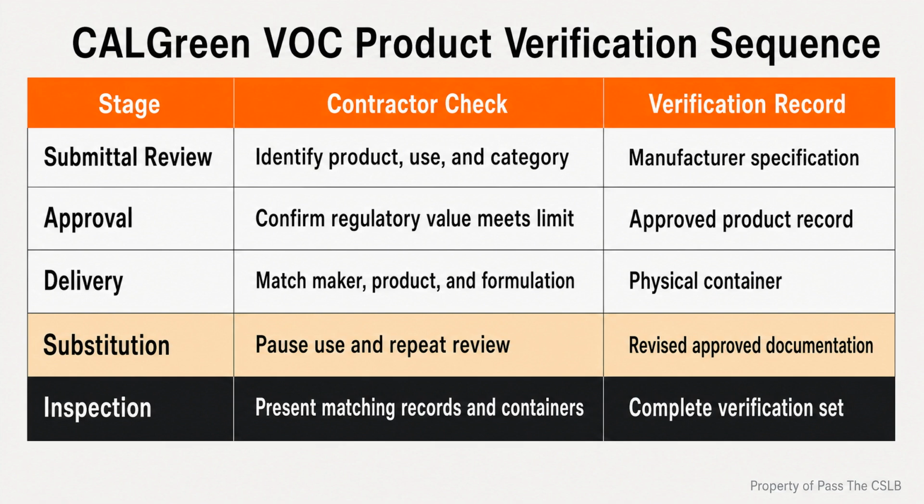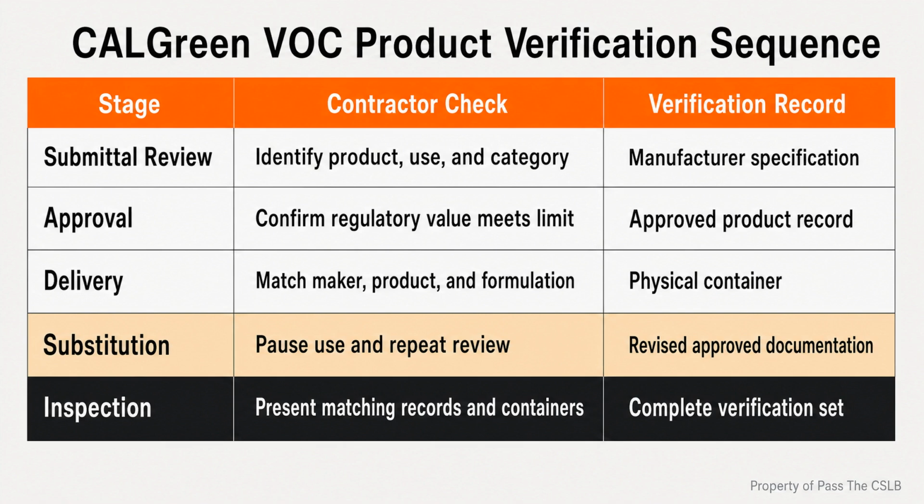I put the verification sequence on screen because the order matters. First, identify the proposed product, its intended use, and the regulatory category that fits that use. Second, compare the proper manufacturer value with the applicable limit. Third, approve and retain the product record. Fourth, when the material reaches the job site, match the manufacturer, product, and formulation on the physical container to the approved information. Finally, present the matching records and containers when the enforcing agency requests verification.